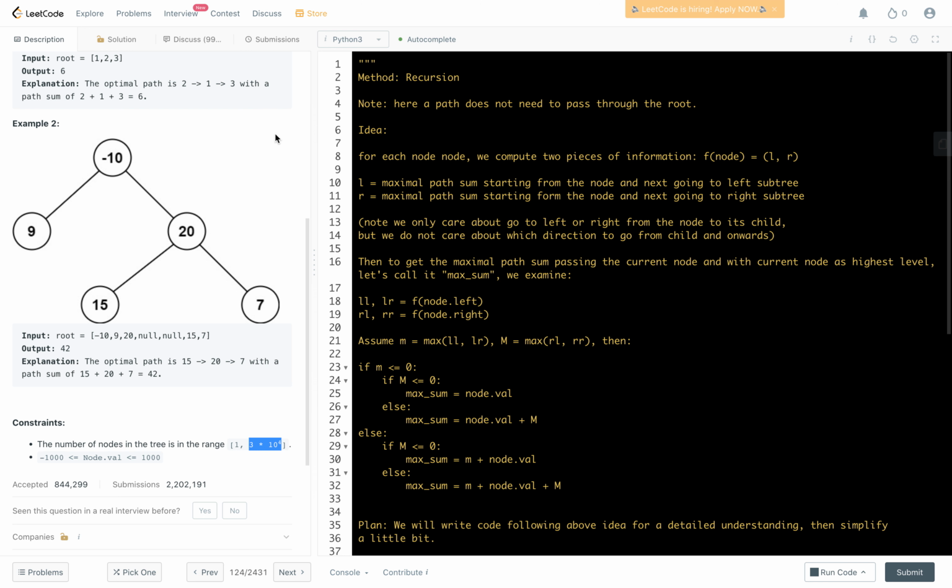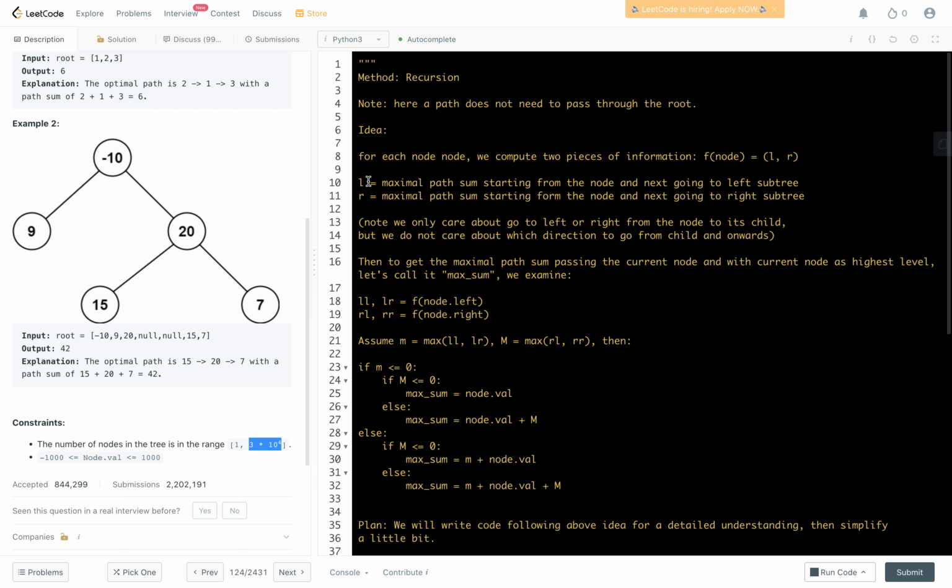So here we are going to use recursion. So actually recursion is natural for this problem because the data structure behind is binary tree. And binary tree can be defined recursively, right? So we want to emphasize again, so here a path does not need to pass through the root. So with that said, let's look at the main idea and the procedure.